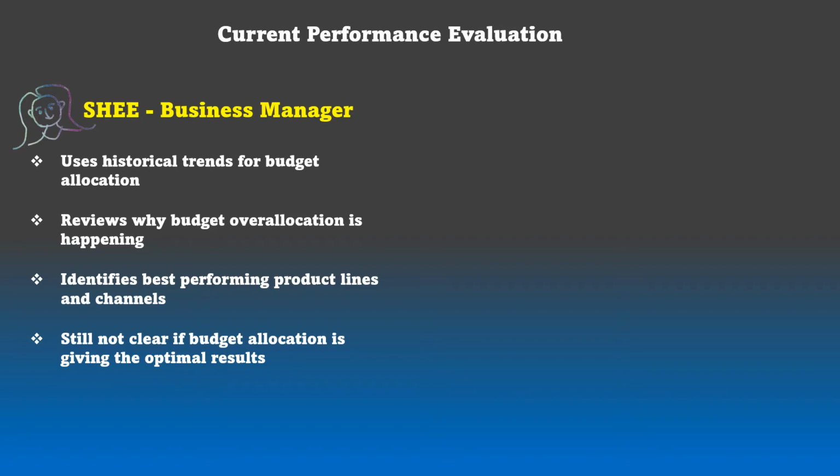She will identify best performing product lines and channels and start focusing on allocating more budget to these channels and products. She will do so by reducing the budget on the channel plus product combination where the sales performance is poor. She is still not very clear if the budget allocation is giving the optimal sales results. She will consult the data analyst for a solution.